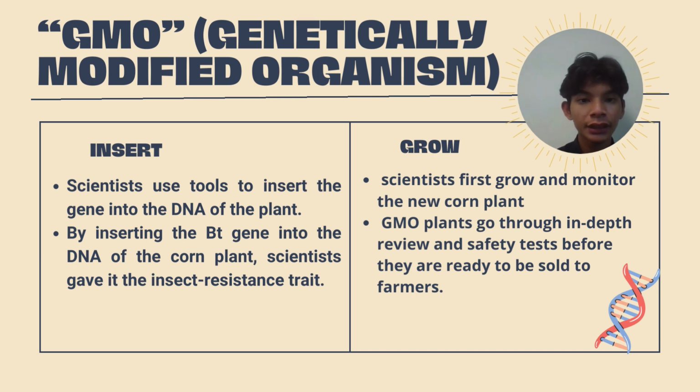If successful, scientists monitor the new corn plant, now called Bt corn because it contains a gene from Bacillus thuringiensis, in greenhouses and then in small field tests before moving it into larger field tests. GMO plants also go through in-depth review and safety tests before they are ready to be sold to farmers. That's all for me. Thank you.